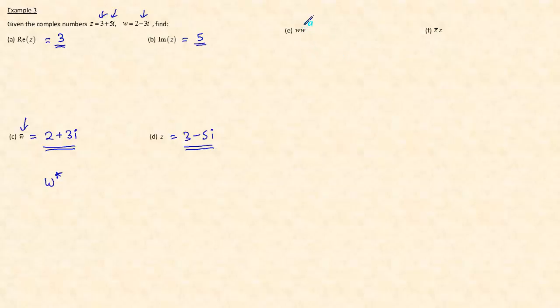Now, w times w bar. So that's going to be 2 minus 3i multiplied by 2 plus 3i. Note we've got the difference of two squares here. I'll do this one in full, and then when I come over here, I'll make use of the difference of two squares. So if we're expanding out here, then I'm going to use the smiley face pattern.